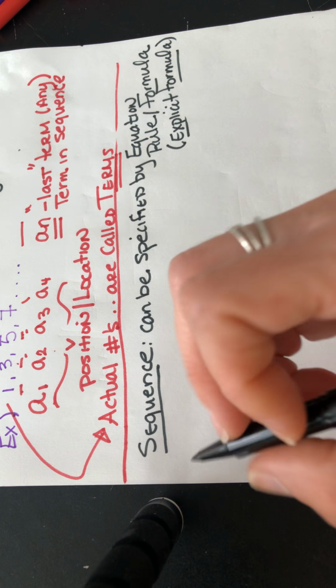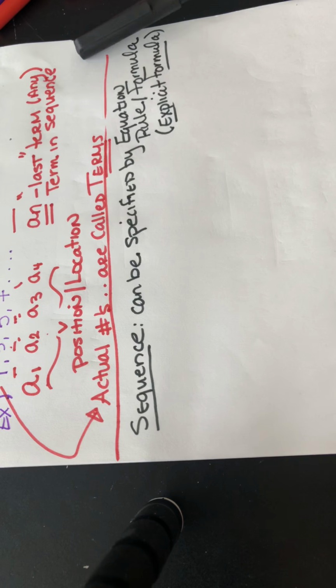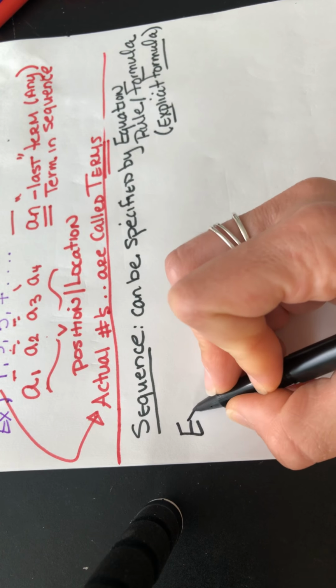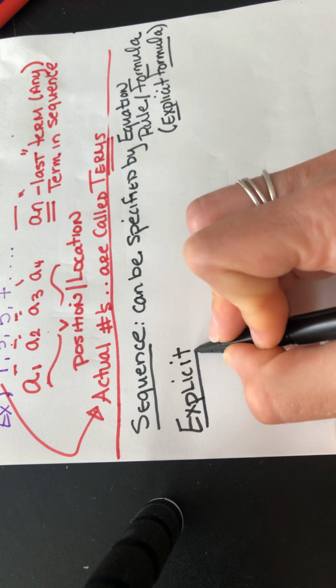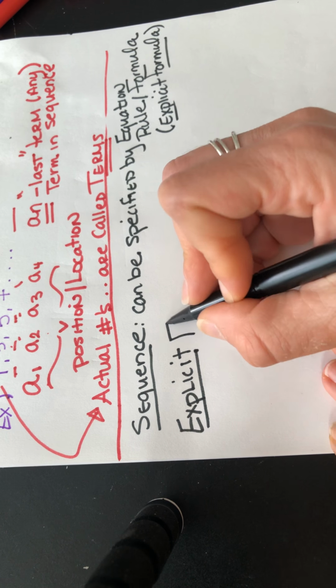Now let's just write maybe the definition of explicit, so in case you're wondering, hey, what is she talking about when she's using the word explicit? Because there are two types. For right now, we're going to stick with learning what an explicit formula means.